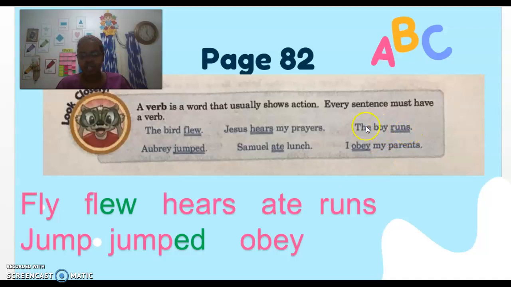The boy runs. When we are using he or she, we use s. Runs is another verb in third person. Aubrey jump. Jump, just jump, is in the present tense. Jumped with the ed at the end means that it already happened, already passed. So it is in the past. Samuel ate lunch. Ate is the past of eat. I obey my parents. Okay.